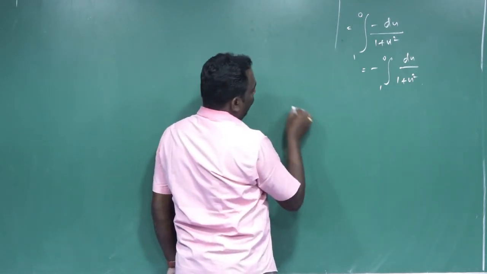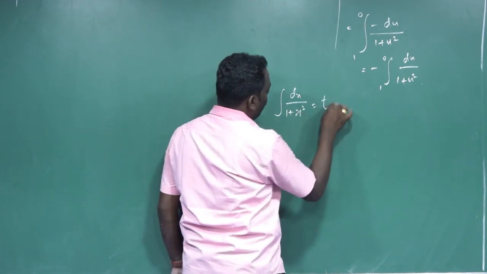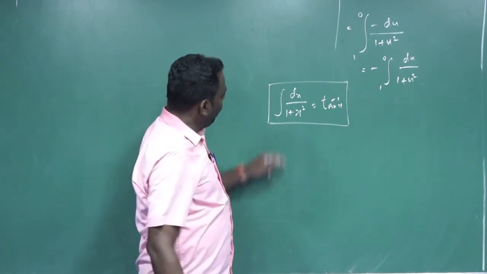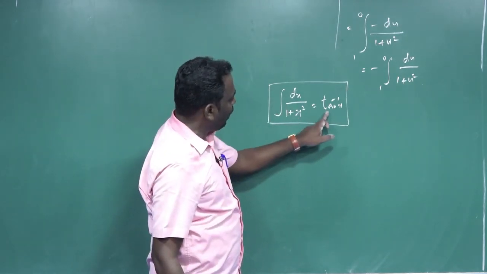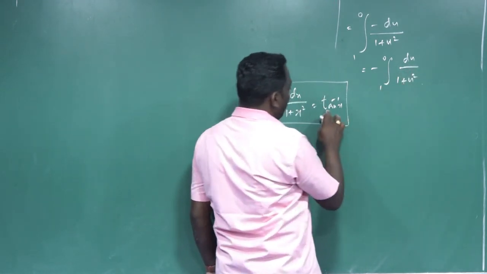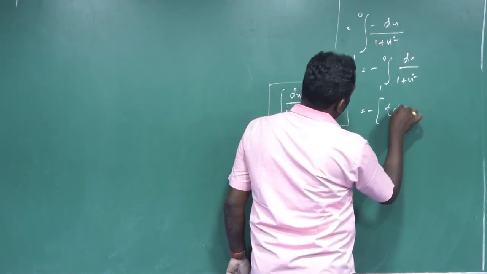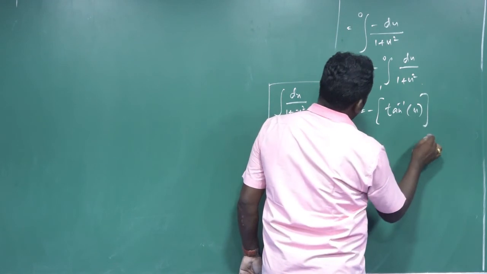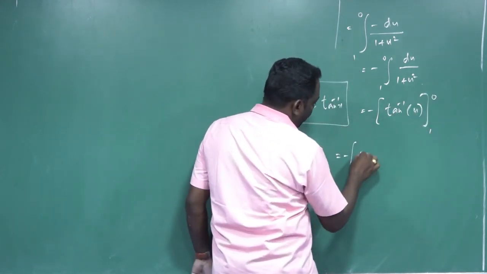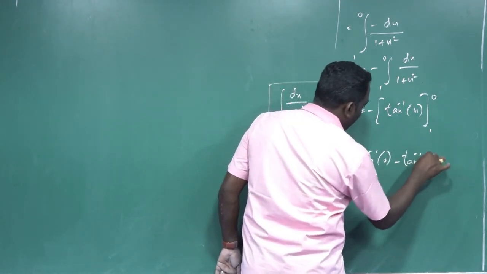Now integrate: integral dx by 1 plus x square is equal to tan inverse of x. Therefore, integration of du by 1 plus u square is equal to tan inverse of u. That is equal to minus tan inverse of u, and the limits are 1 and 0. That is equal to minus within the bracket, apply the upper limit value: tan inverse of 0 minus tan inverse of 1.